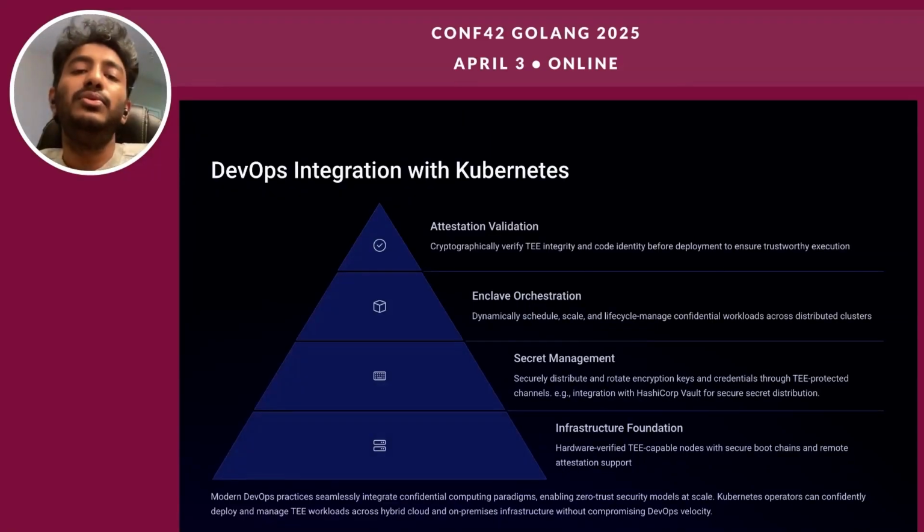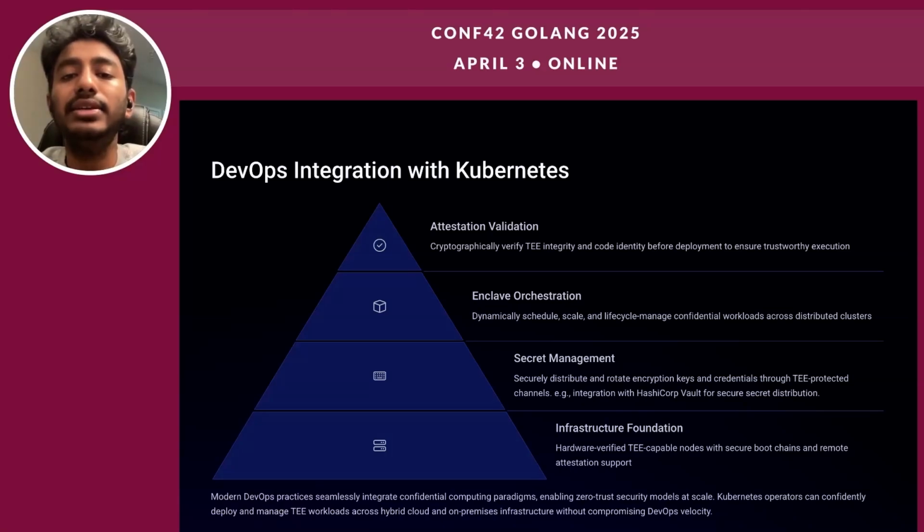Perfect. So one question I've seen a lot in different discussion channels around this topic is, can we actually integrate this into DevOps pipelines? And the answer is yes. And the tooling is maturing really fast. You can enforce attestation checks before workloads are deployed, and Kubernetes operators can now orchestrate enclave workloads using extended CRDs.